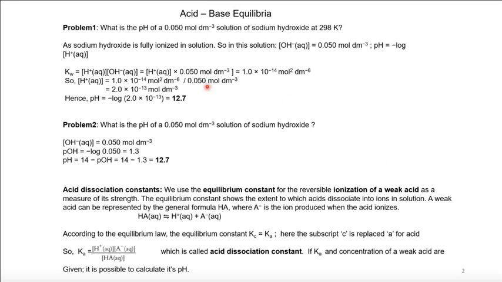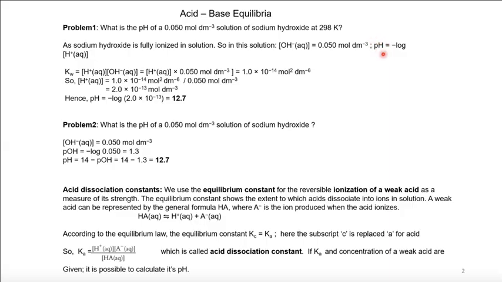The problem was that we have to find out the pH of a 0.05 molar solution of sodium hydroxide. There are many methods to do that. I took only two methods to show you how we can calculate this. Sodium hydroxide, as we know, is a strong alkali, that means a strong base, which is fully ionized in solution. So what is given? The hydroxyl ion concentration in the solution is 0.05 molar, and we are asked to calculate the pH.